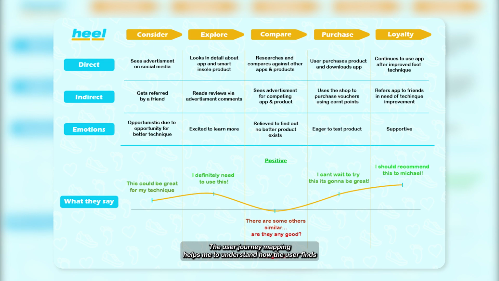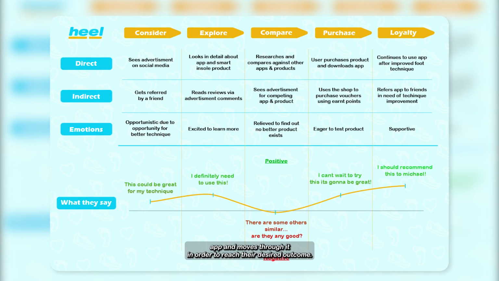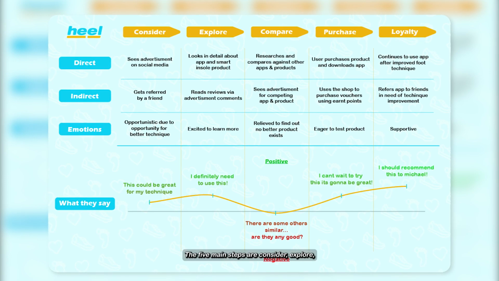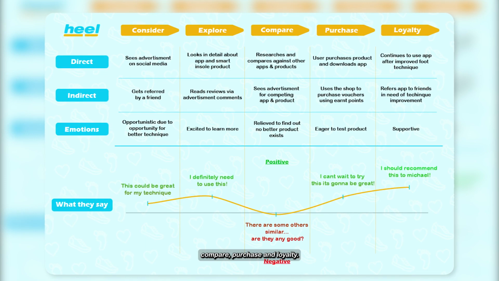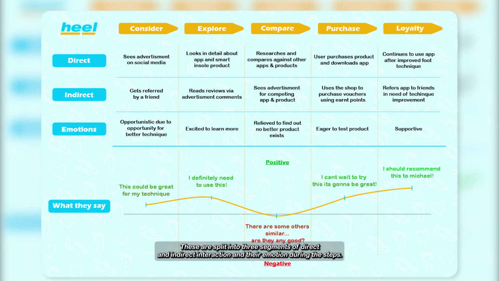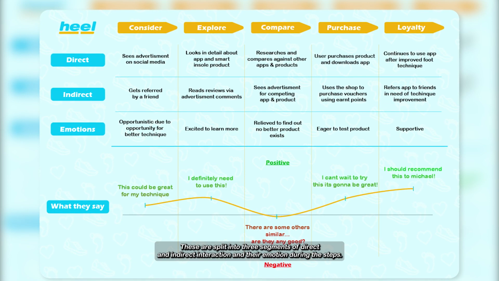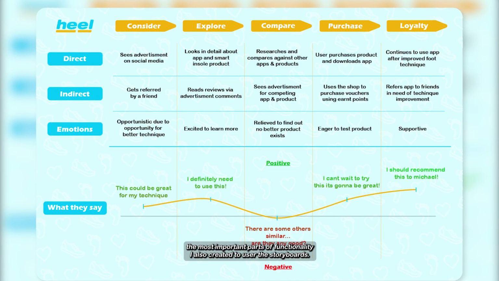The user journey mapping helps me to understand how the user finds the app and moves through it in order to reach their desired outcome. The 5 main steps are consider, explore, compare, purchase, and loyalty. These are split into 3 segments of direct and indirect interaction and their emotion during the steps. This is paired with what they say during the steps to help identify the most important parts of functionality.